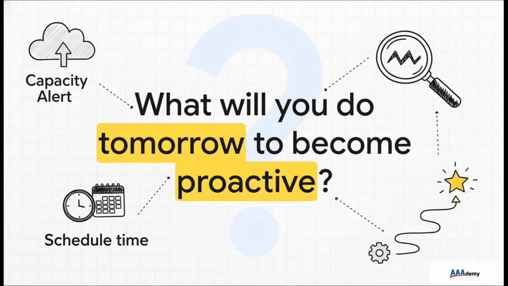So I'll leave you with this question. Forget about overhauling your entire department. What's one small thing you can do tomorrow to start shifting from reactive to proactive? Maybe it's setting that one capacity alert we talked about. Maybe it's just blocking off 30 minutes to actually read some logs. What's that first step for you?